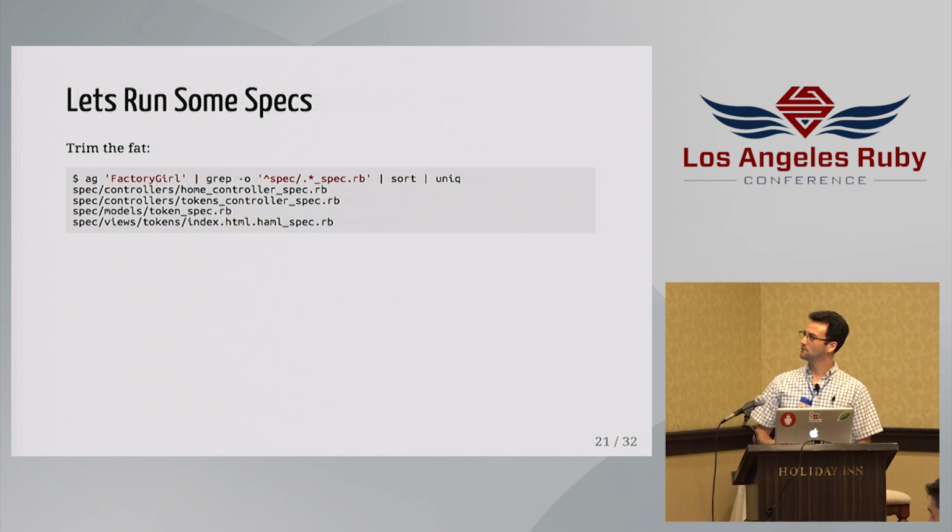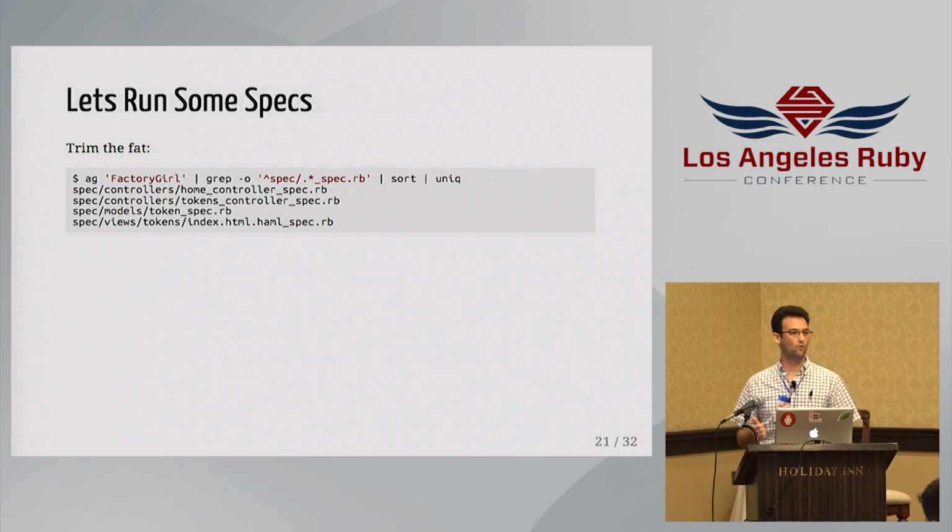But again, we can do our old trick of grepping just part of the output and doing only matching. There's a few other ways we could have done this, but I like that one. And so now the output is limited only to the part with the file name for the specs. We do sort unique again because some of the specs use factory girl more than once. We don't want to repeat them. And now we have a list of specs. So how do we run this?